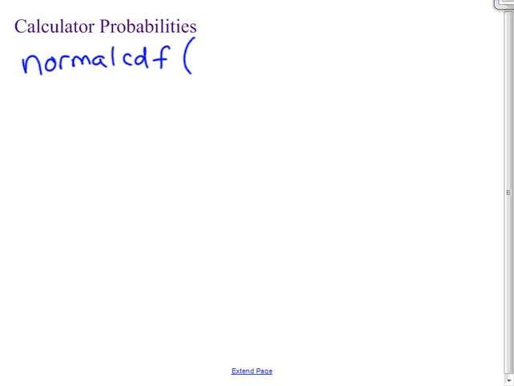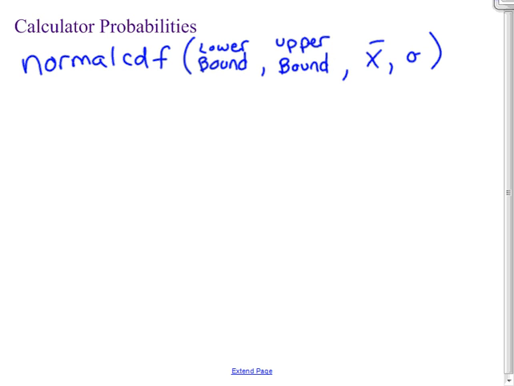Then there's going to be a parenthesis that's going to open up. Depending on the year of your calculator, 83 pluses, 84s, silver, standard, whatever it is, will all fit the following criteria. If you have something different, I may have to work with you on that. We start with a lower bound. So I have to give it a really, really small value if I'm going all the way from the bottom, comma, an upper bound. So if I'm going from a value on up, I have to give it a really, really high value, the mean, and the standard deviation. So this is the order you are going to put these values in. Lower bound, comma, upper bound, comma, mean, comma, standard deviation.